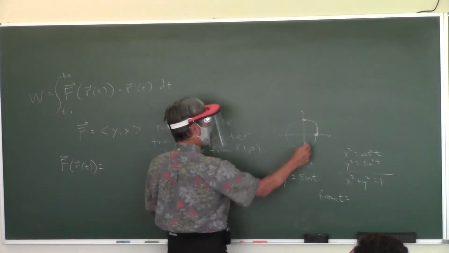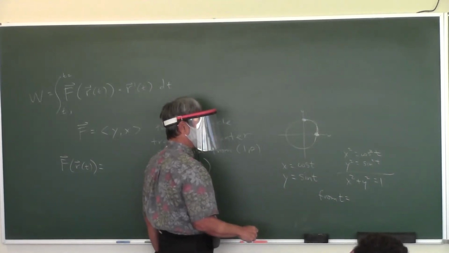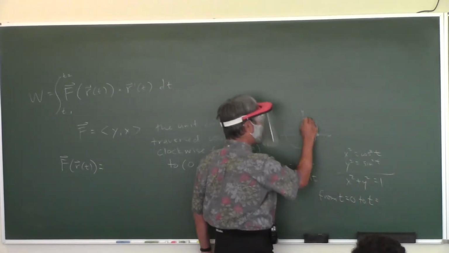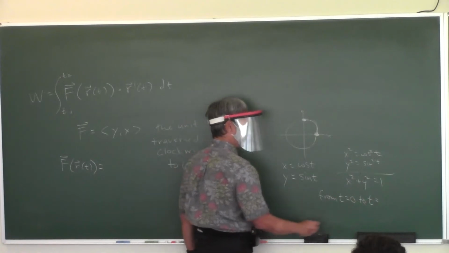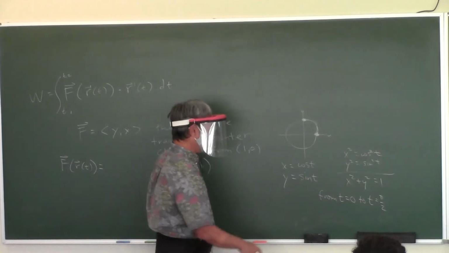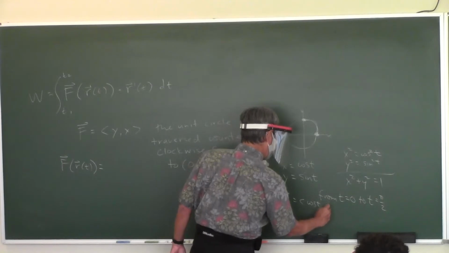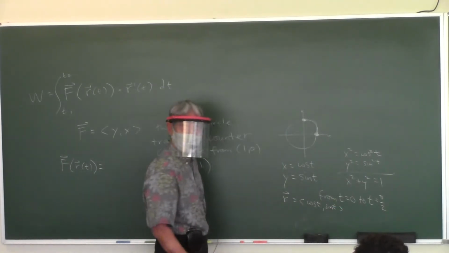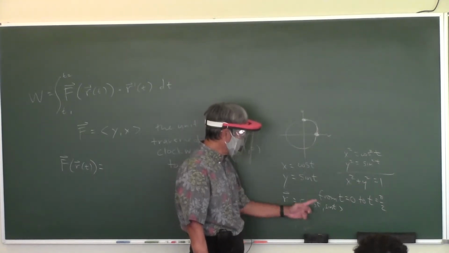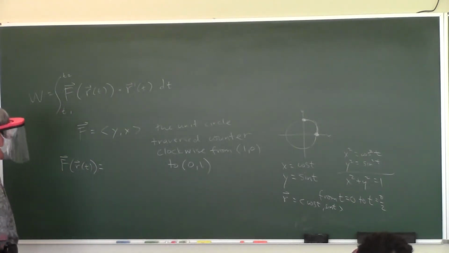So, we want to go from this point to this point. What is the value of t at that point? 0. And what is the value of t up here? Pi over 2. So this is your t1 and your t2. That means your position vector is simply cosine t, sine t. Remember, the position vector is simply the parametric equations. You just put the x here and the y there, and if there's a z, you put it there. But this one is only two-dimensional, so it's easy.